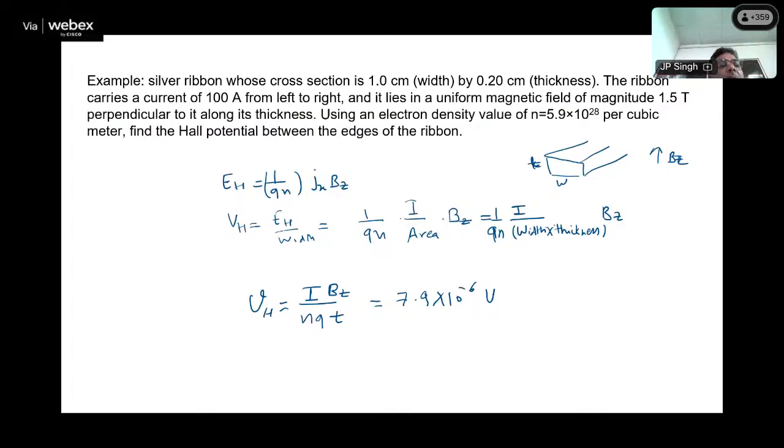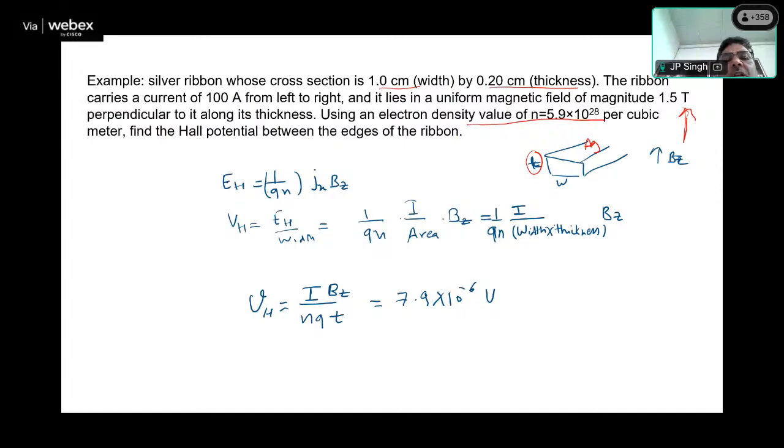So this is a general example. If I have a silver ribbon, a metal ribbon, with a width of 1 centimeter and a thickness T of 0.2, and perpendicular to that we apply a magnetic field of 1.5 Tesla along the thickness, and the electron density n is given, we need to figure out the Hall coefficient and the Hall voltage. What is the Hall potential here?